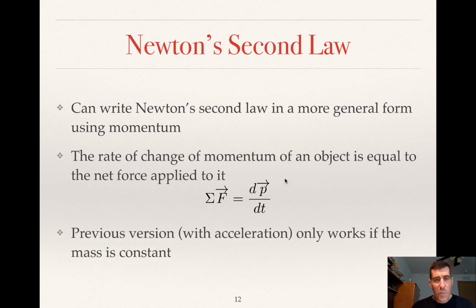And this is actually more general because in the previous version of Newton's second law we had that net force was equal to mass times the acceleration of the object. There was actually an assumption in there that the mass was constant. So the earlier form of Newton's second law doesn't work if the mass is changing, but the version with momentum does.